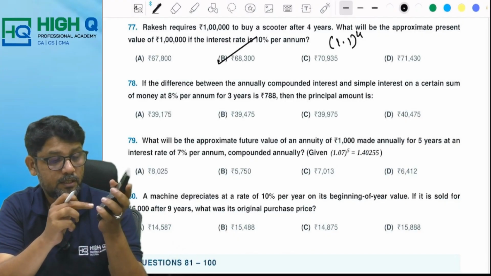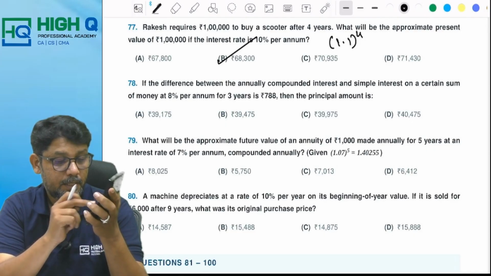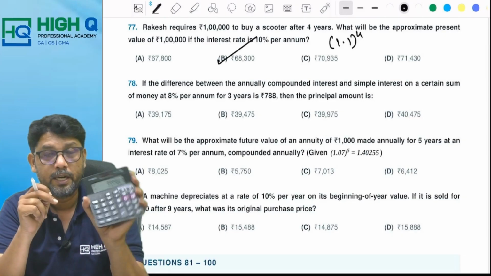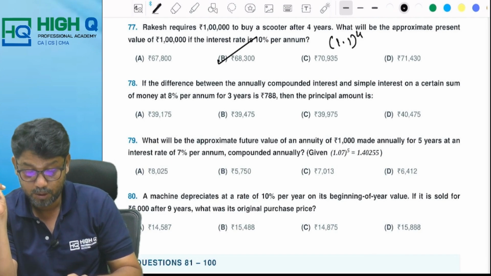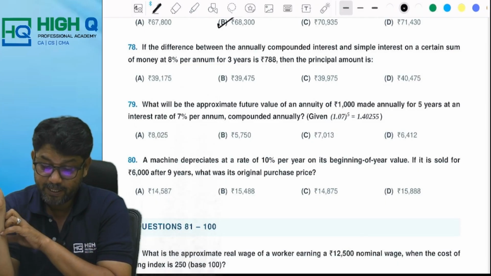Or else you can use trial and error method. What is it? 68,300 plus 10% plus 10% plus 10% plus 10%. Approximately 99,998, which is equal to 1 lakh rupees. So option B is the right answer, my dear.